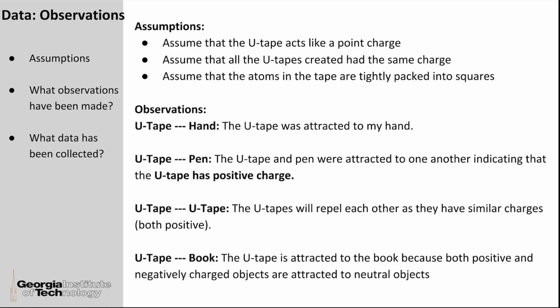Lastly, when the charged U-tape was placed near the neutral book, they were shown to attract to each other. This is because both positive and negatively charged objects maintain a slight discrepancy in charge in comparison to a neutral object, therefore, they develop an attraction to one another.